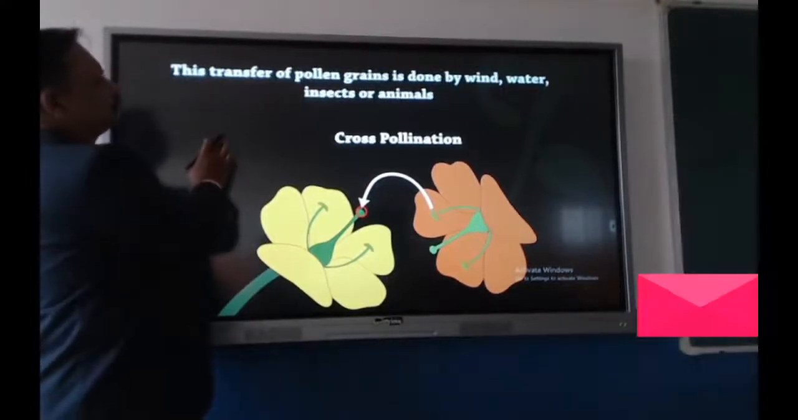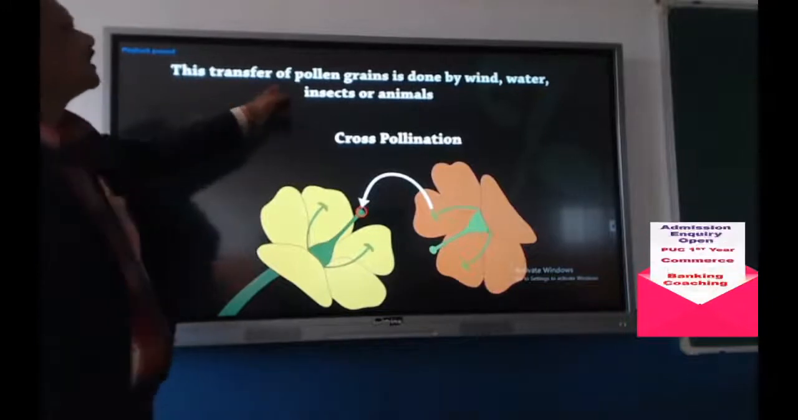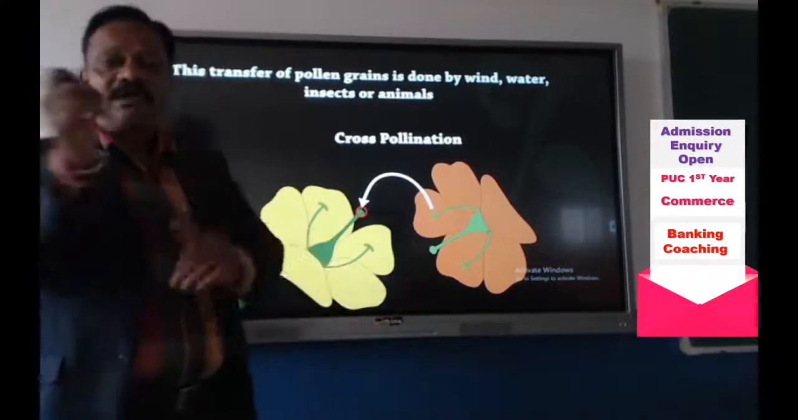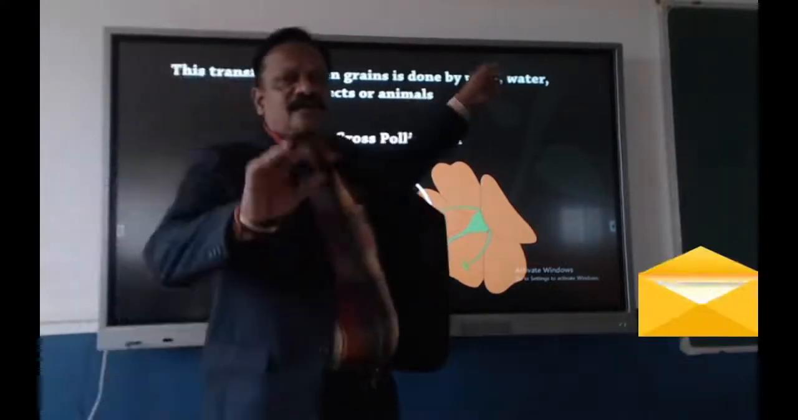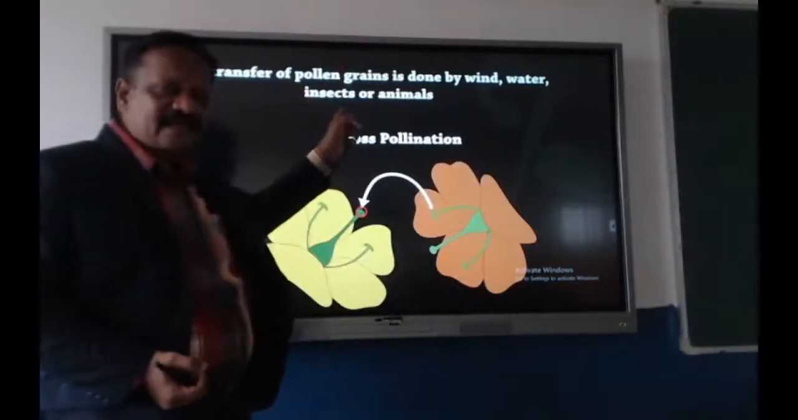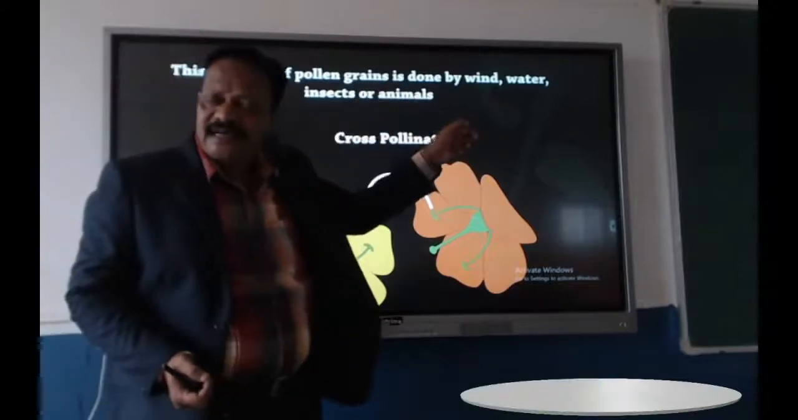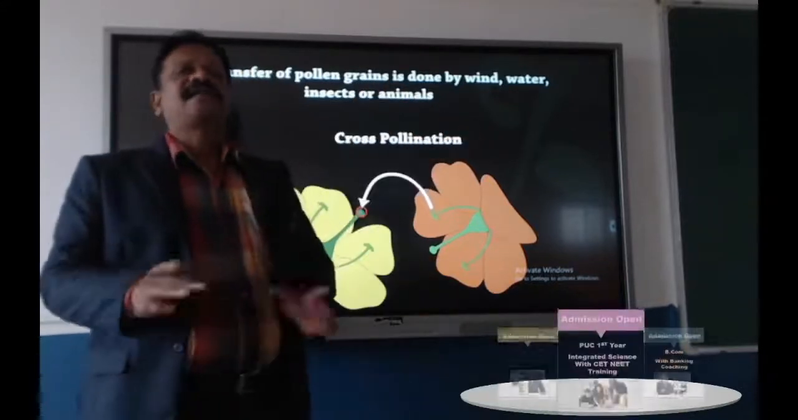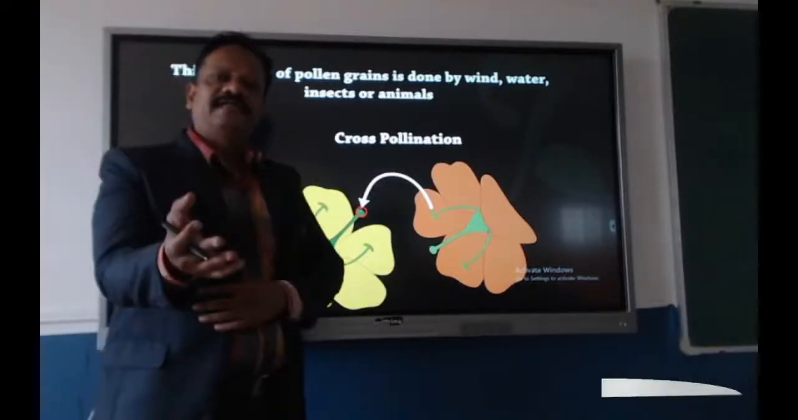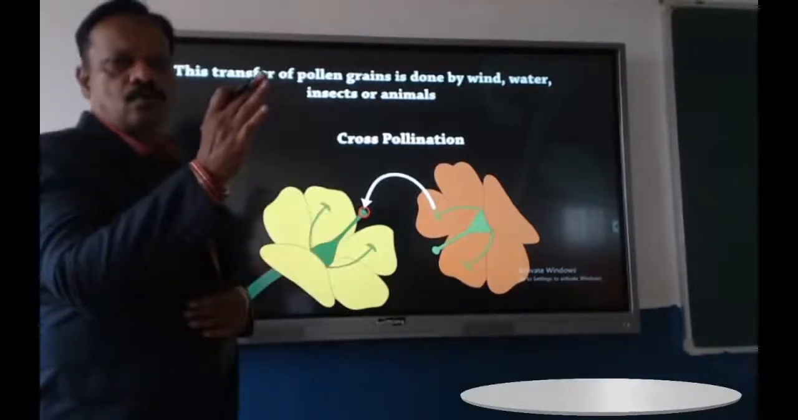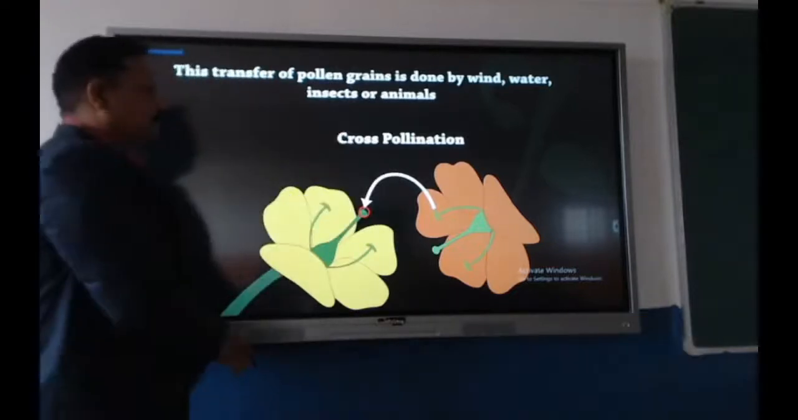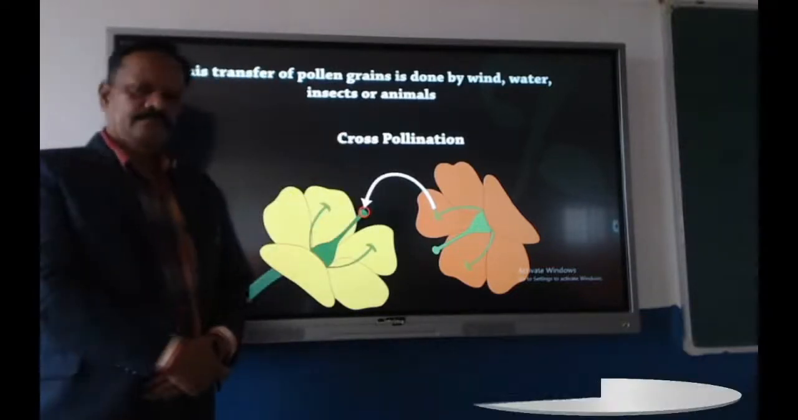This transfer of pollen grains is done by wind, water, insects or animals. They are all the agents. The wind transports pollen grains, water transports pollen grains, insects transport pollen grains, and animals transport pollen grains. With the help of these agents, the pollen grains are transported from flower to stigma. In this way, you observe cross-pollination.